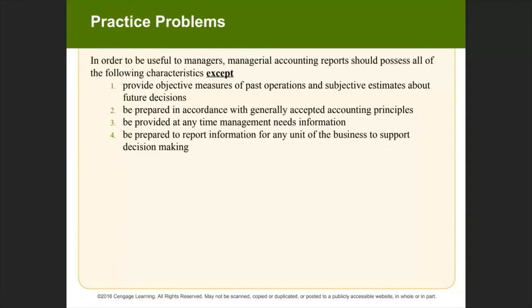Practice problems. In order to be useful to managers, managerial accounting reports should possess all of the following characteristics, except. So the first one says, provide objective measures of past operations and subjective estimates about future decisions. They should. So when we're looking at accounting reports, we want the accounting reports to be objective, and they look at our past operations to give us these estimates for future decisions. That's one of the main reasons that we do have managerial accounting reports.